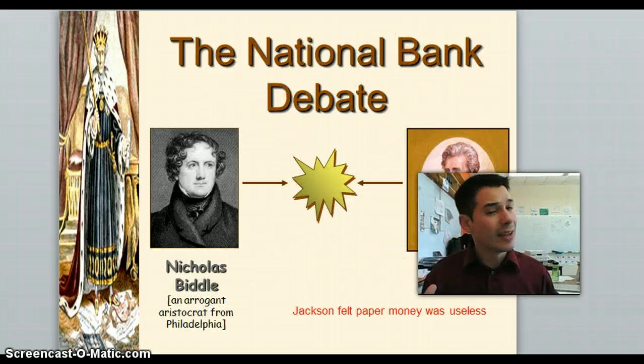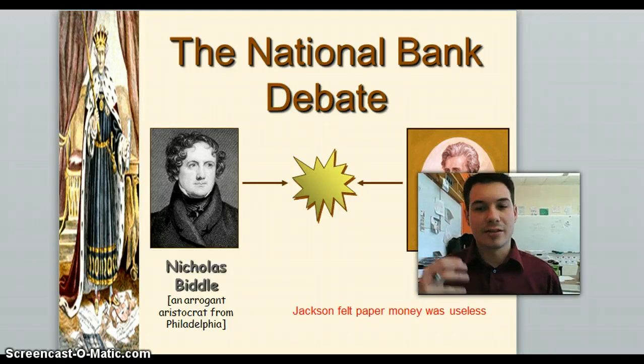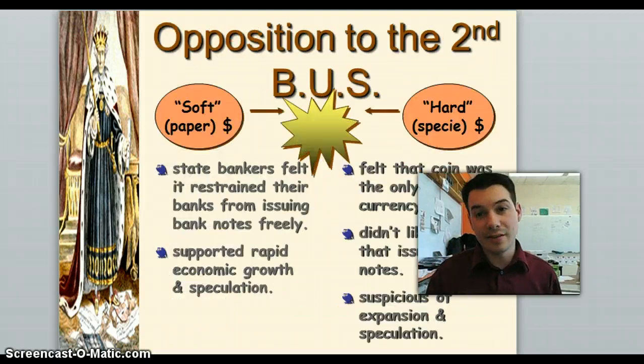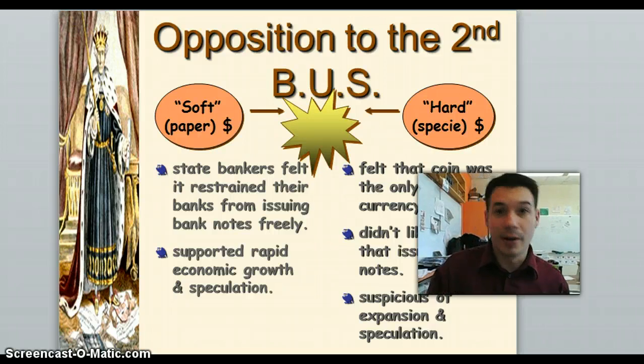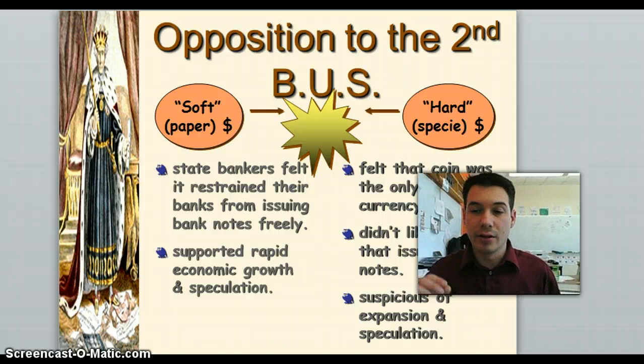And so starts another debate, this time between Nicholas Biddle, who was kind of an arrogant aristocrat from Philadelphia, but again, president of the bank, owner of the bank. President Jackson felt paper money was useless, and so he's going to be adamantly against it. So the opposition literally comes between soft paper and specie, or hard money. Now, state bankers felt that it restrained their banks from issuing banknotes freely, this whole soft paper, and supported rapid economic growth and speculation. You know, again, paper money being buying almost on credit at that point.